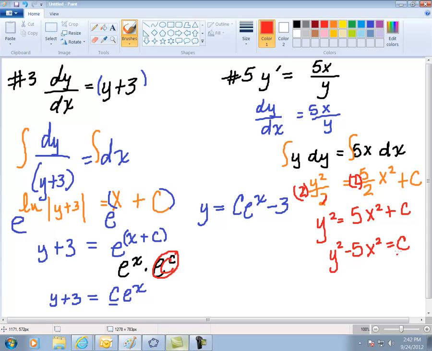Okay. So that's 2 examples of solving differential equations. And again, I'll just go back to my previous point. You just want to get your dy and your y variables on one side and your dx and your x variables on the other. Then we can integrate both sides.